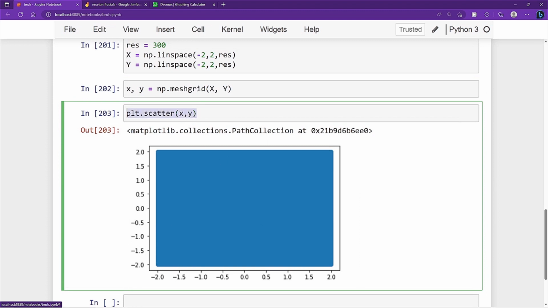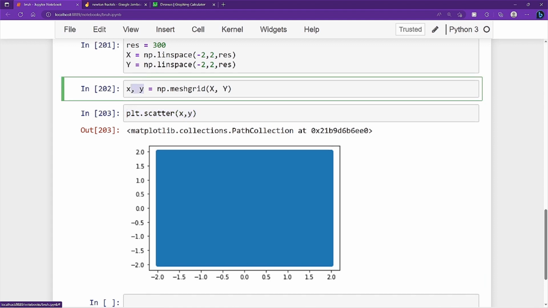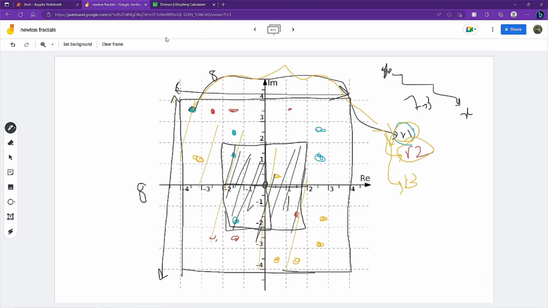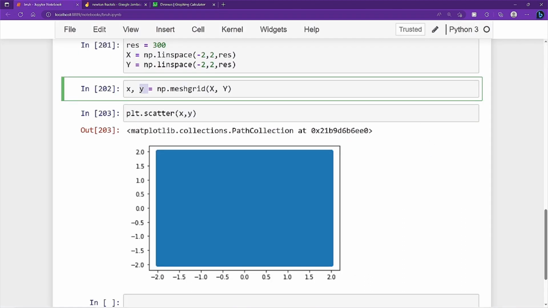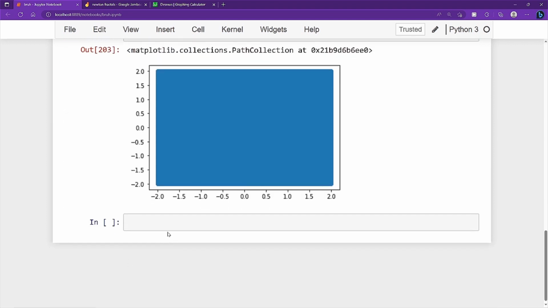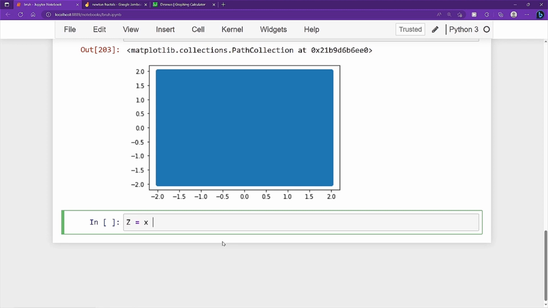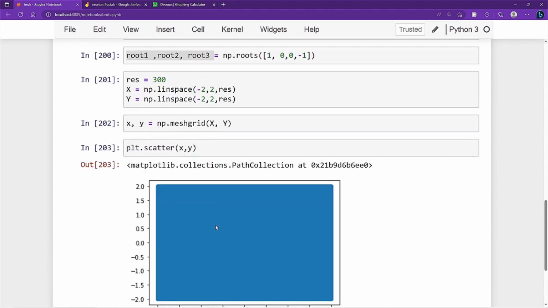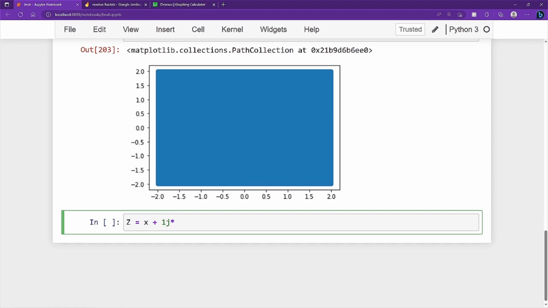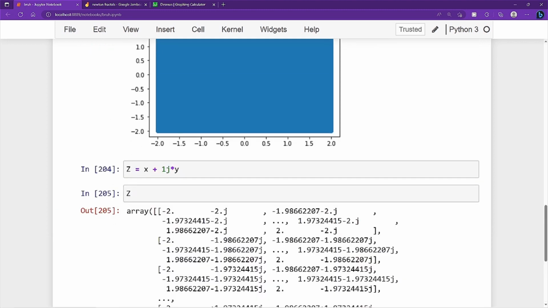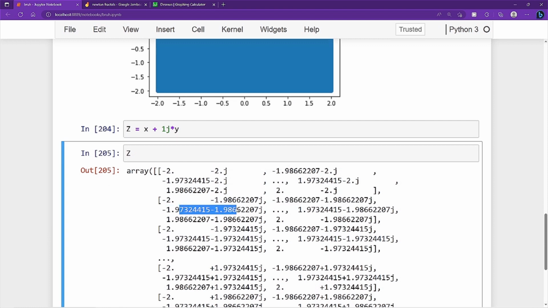Now, we're going to continue and we're going to make our points. Now, these are not final points. These are x, y values. Remember that a complex number is made up of an imaginary and real value. I mean, we talked about that before. And we're going to use this y to be the coefficient for our imaginary part. So let's do that. So z will be our set of points, and it'll be equal to x plus 1j multiplied by y. And if you look at z, it is exactly that.